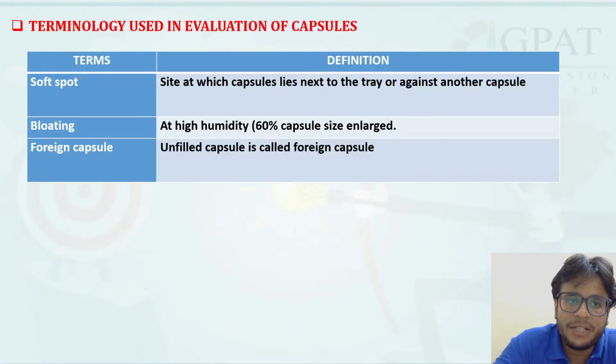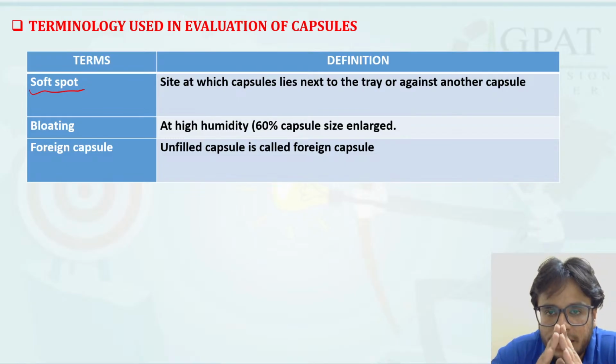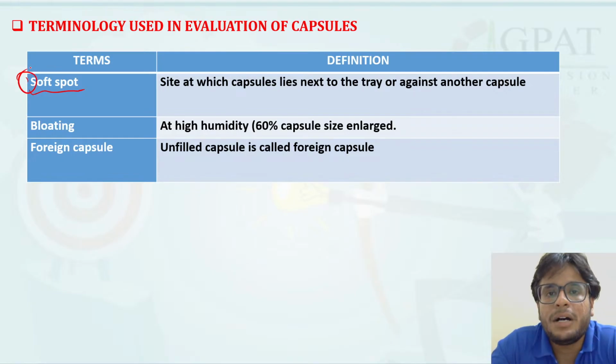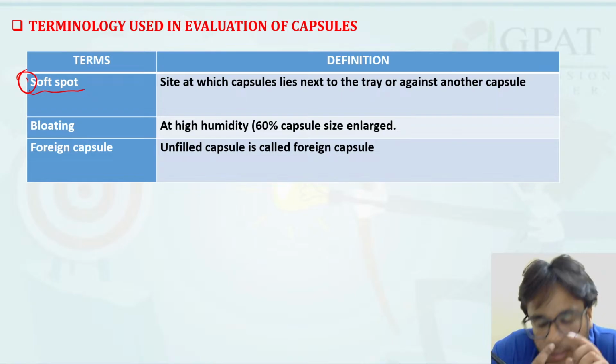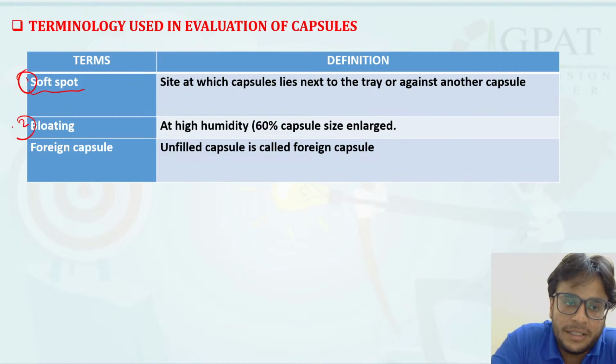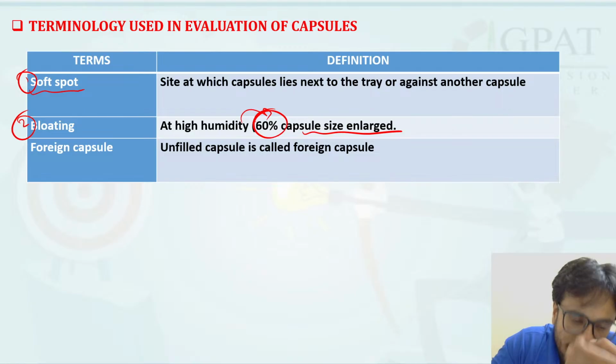There are different kinds of terminology that can be used. A soft spot is when a capsule is lying next to another capsule or next to the tray. If you eat a much higher amount at a party, we say there is some bloating in the stomach. In the same way, if the capsule shell absorbs a higher amount of moisture, it causes bloating in the capsule shell, where about 60% of the capsule size is enlarged, just as your stomach enlarges due to overeating.